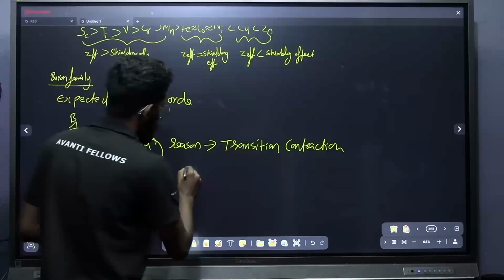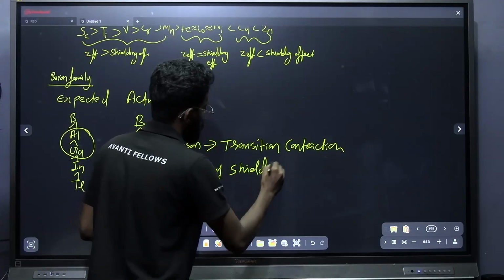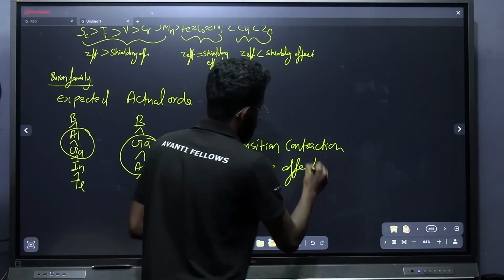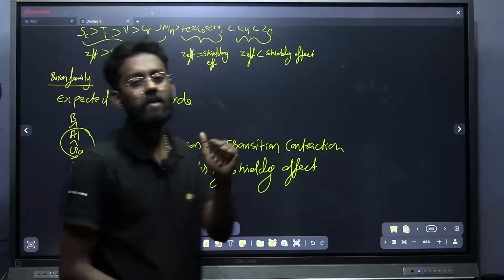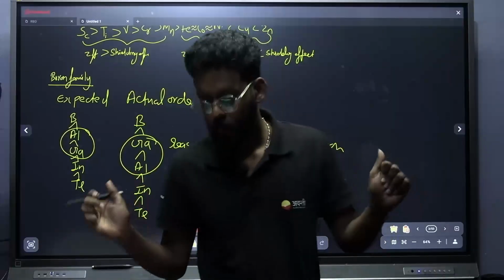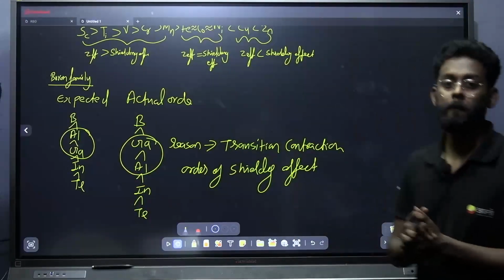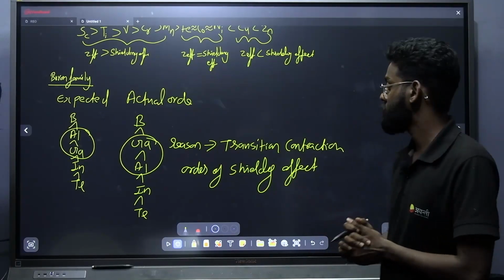And what is the order of shielding effect? What is the order of shielding effect for orbitals? S, P, D, F. Which has the highest shielding power? I want an answer from some of you here. Which has the highest shielding power? Dear students, give me the answer. S, P, D, F. This is a basic question.